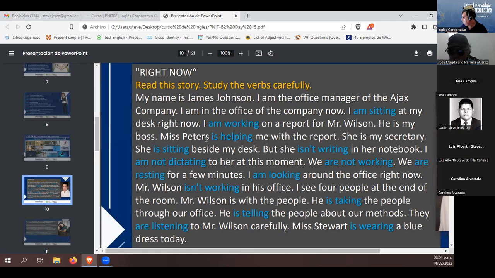Miss Peters is helping me with the reports. She is my secretary. She is sitting beside my desk. But she isn't writing in her notebook. I'm not dictating to her at this moment. We are not working. We are resting for a few minutes.